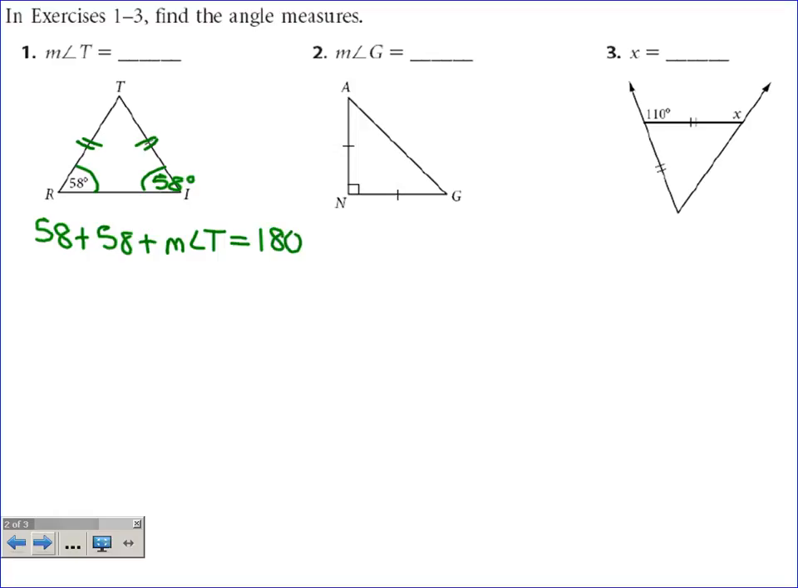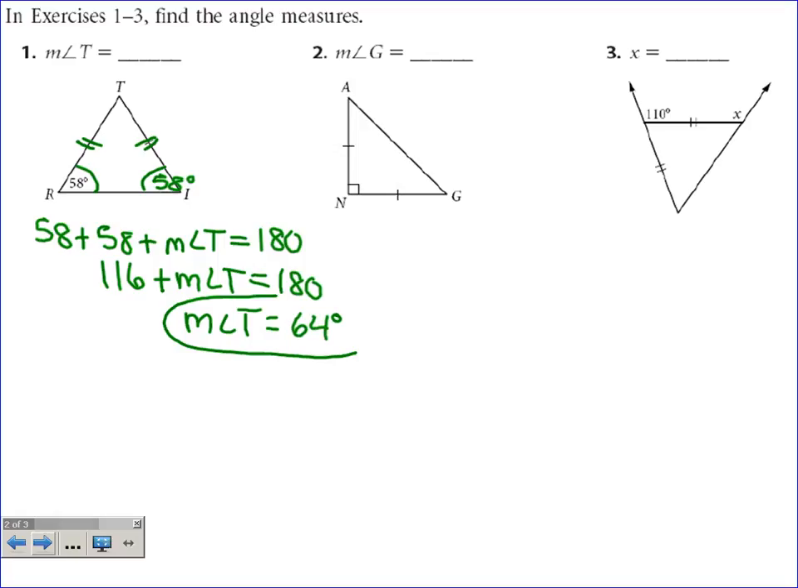Okay. I'll add 58 and 58 together, I'll get 116 plus the measure of angle T. That equals 180. The measure of angle T is basically just some variable. It means the measurement, whatever that measurement is. I'll subtract 116 from both sides. This would be 64 degrees. So the measure of angle T would be 64 degrees. I'm going to make sure to also put this on the line that it gives me, just like so.